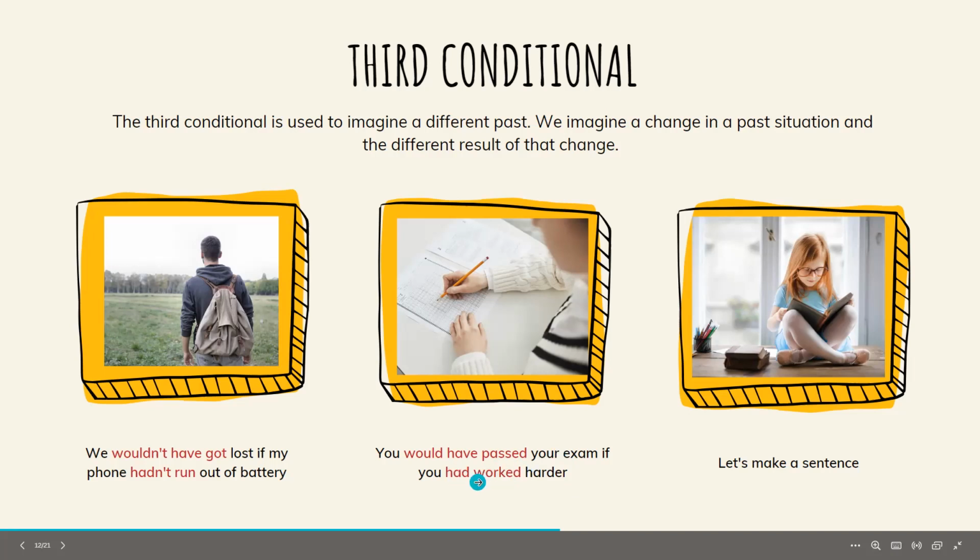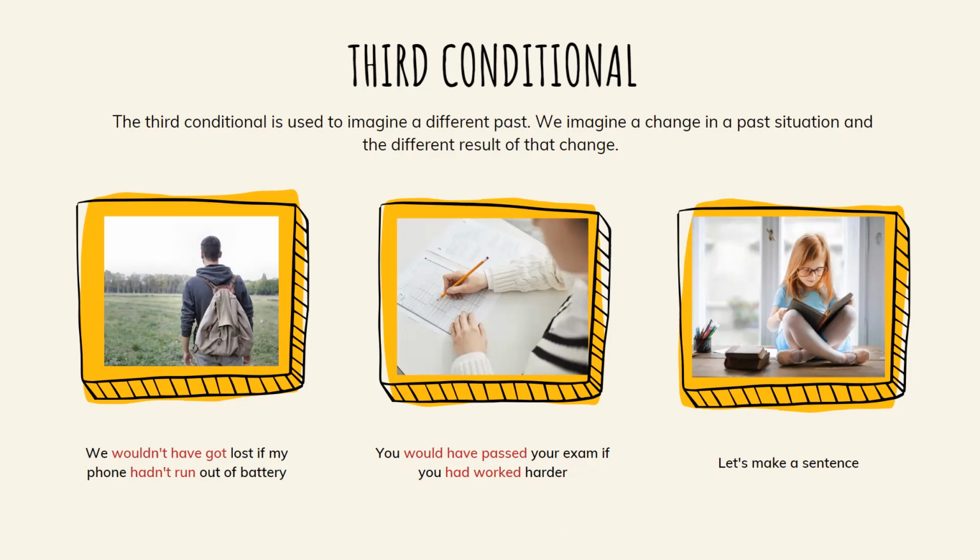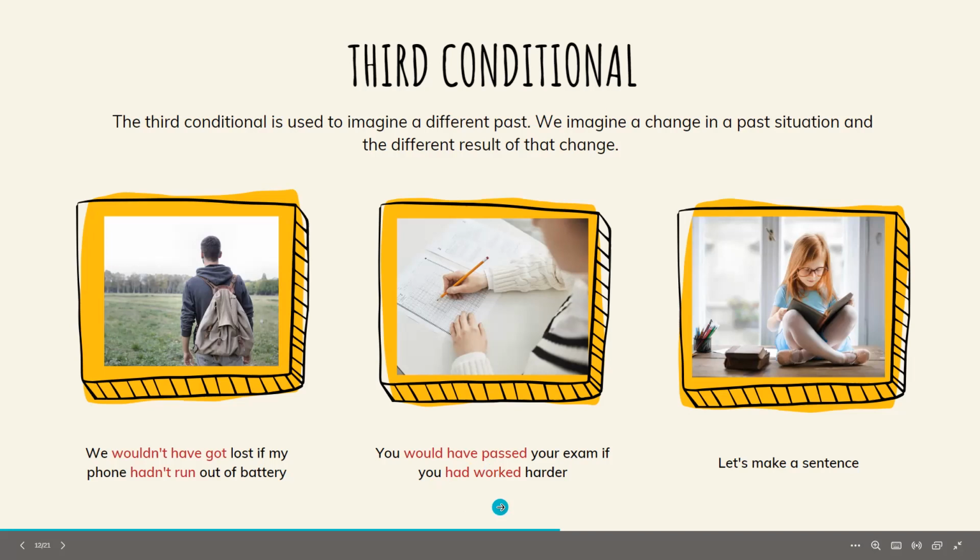So the meaning behind this sentence is that the person saying the sentence didn't study hard. If you had worked harder, you would have passed your exam. So he didn't work hard. That's why he hadn't worked hard enough, and that's why he couldn't pass the exam. If you didn't get it, just go back a few seconds and listen to my sentence one more time.